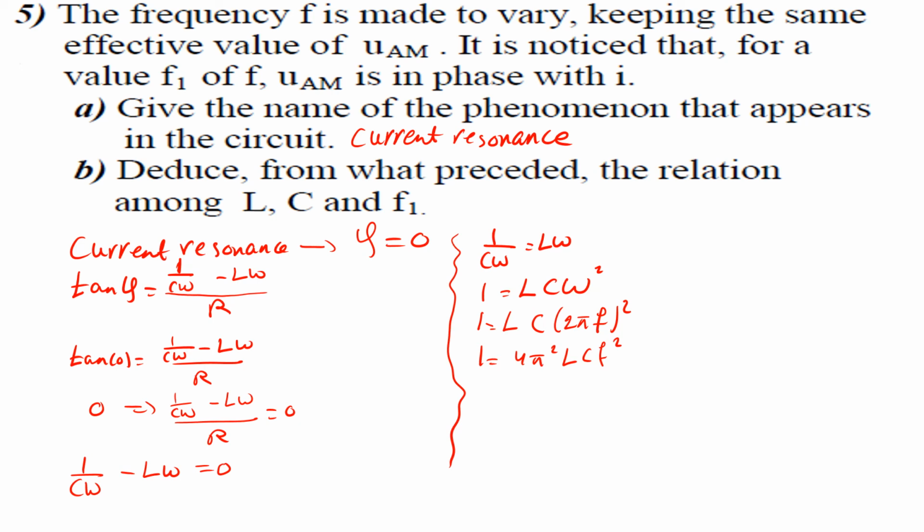Again, current resonance, then they are in phase. We will use the formula that we found for tan phi. Tan phi equals 1 over C omega minus L omega over R, where phi is 0 because they are in phase. Then we cross multiply, so 1 over C omega minus L omega equals 0. We rearrange the formula on both sides, so we will get 1 equals LC omega squared, but omega is equal to 2 pi F1. We replace it by 2 pi F1, and then we find the final form.